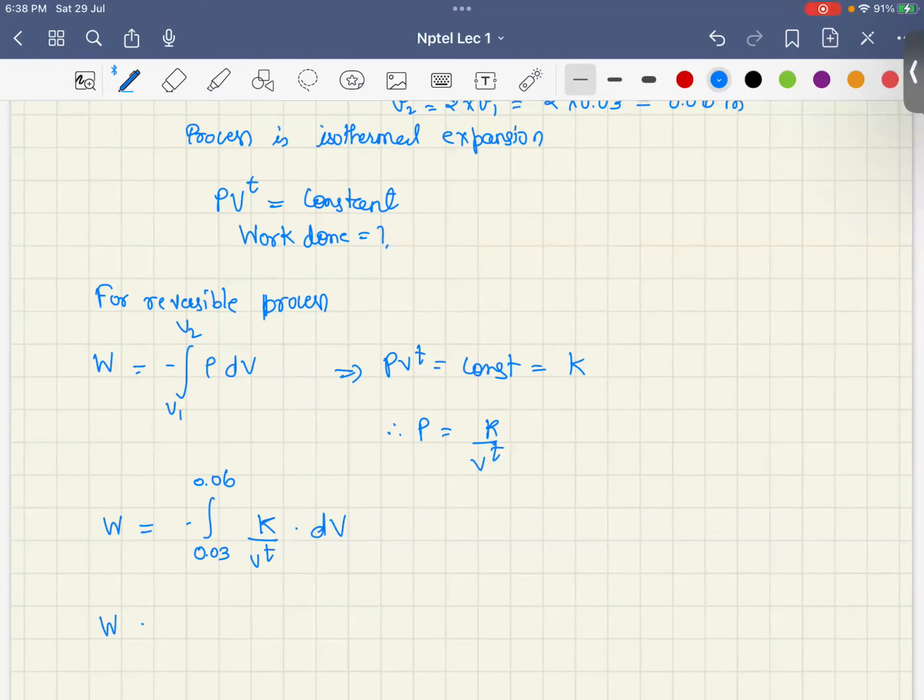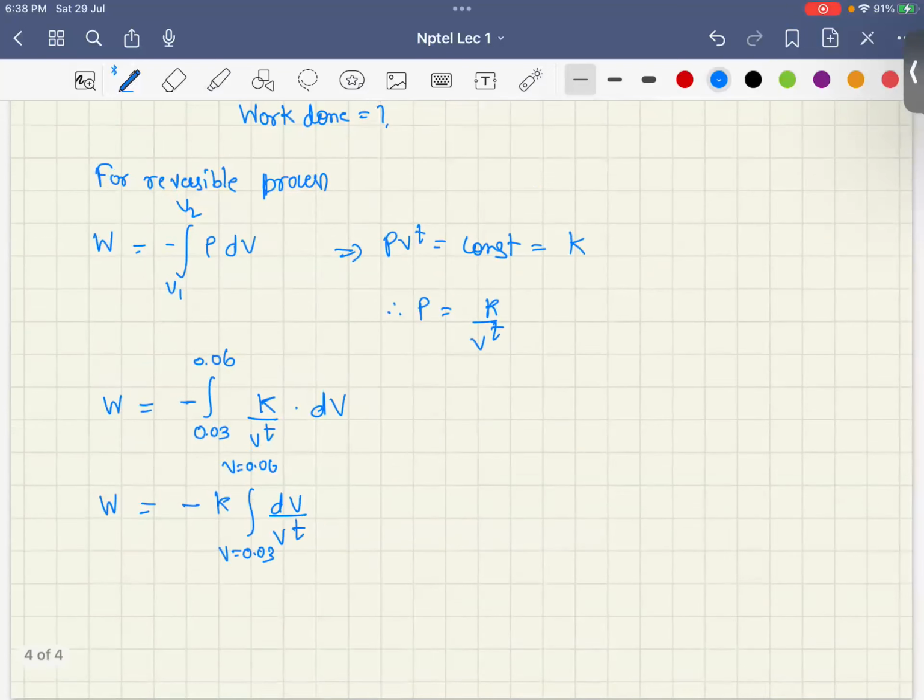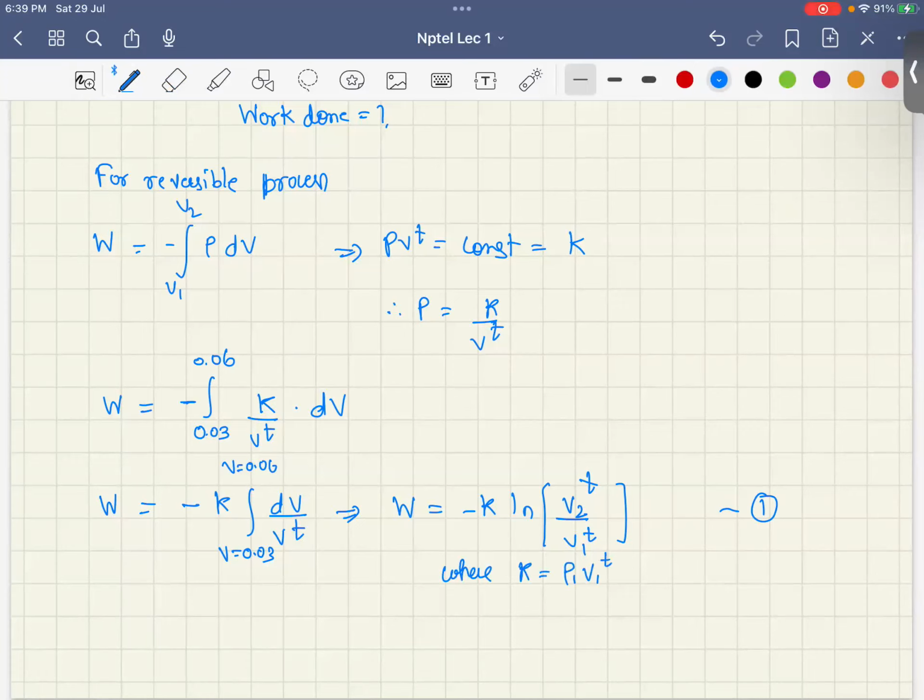Right? So its integration comes out to be what? This is minus K integration dV by V to the power T, where V goes from 0.02 to 0.06. This implies W is nothing but minus K ln of V2 to the power T divided by V1 to the power T. And the value of K is nothing but V1 to the power T, which is nothing but P2 to the power T.